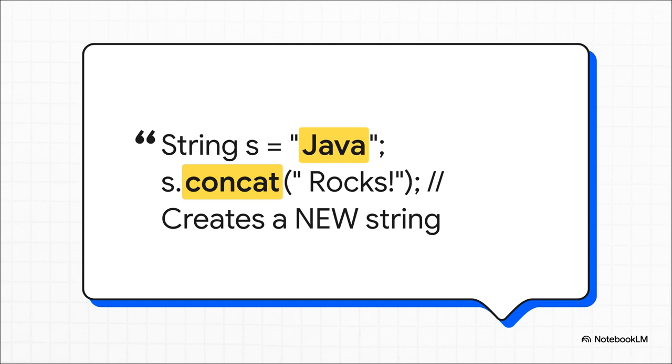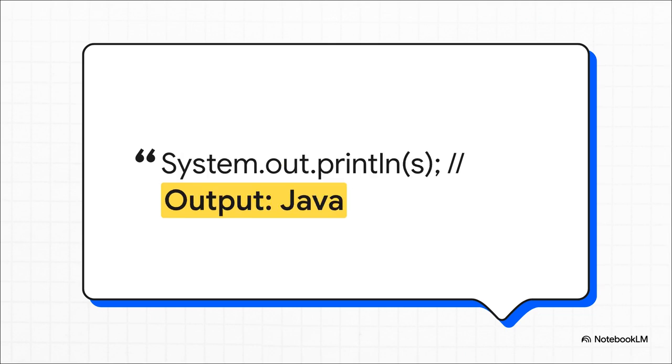All right, let's do a quick little brain teaser. We create a string variable, we'll call it S, and it holds the word Java. Simple enough. Then we run this command that really looks like it should add rocks to the end of it. So think about it for a second. After this line of code runs, what do you think is inside our S variable? And the answer is just Java. It didn't change at all.